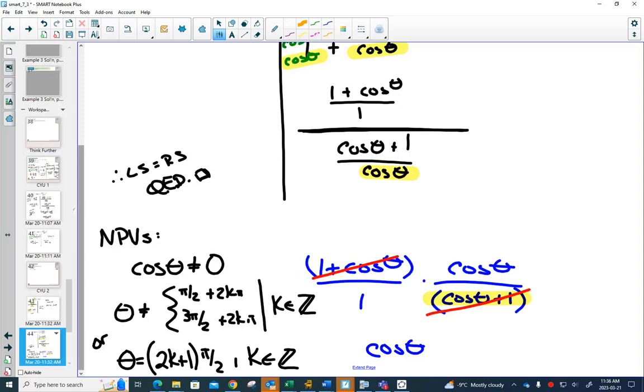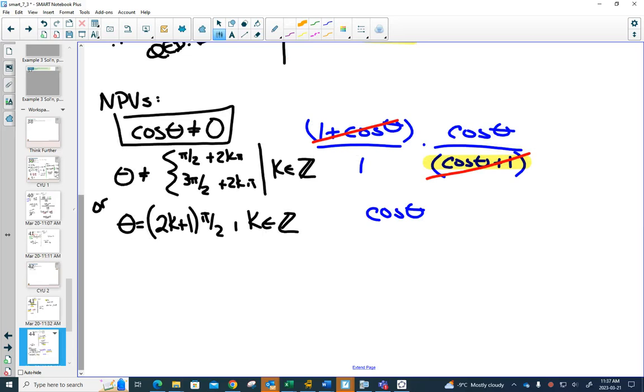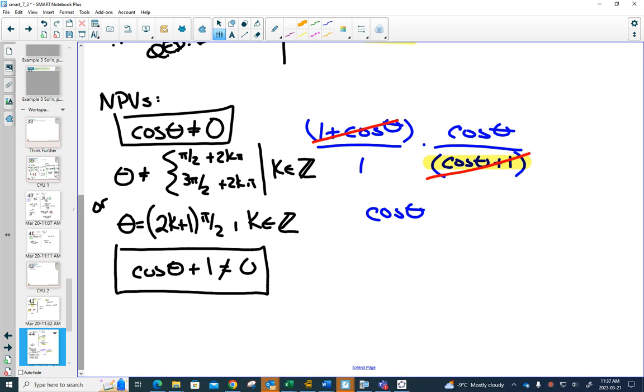Question? Don't we also have to include 1 plus 1 over? We'll do that when we get to this one. Okay? Yes. So this is one non-permissible value. And the other one that we highlighted was that cos theta plus 1. That one also can't equal 0. So that would be when cos theta equals -1. When is your x coordinate -1? Write the general solution for that one.